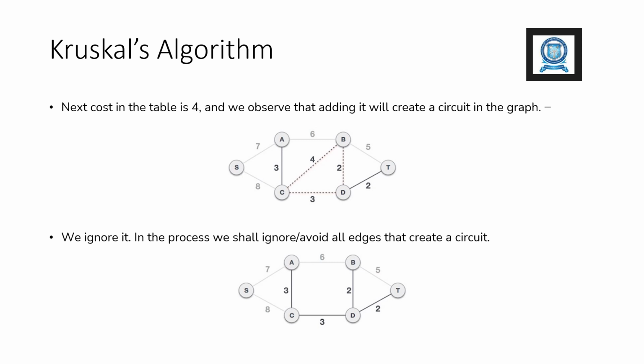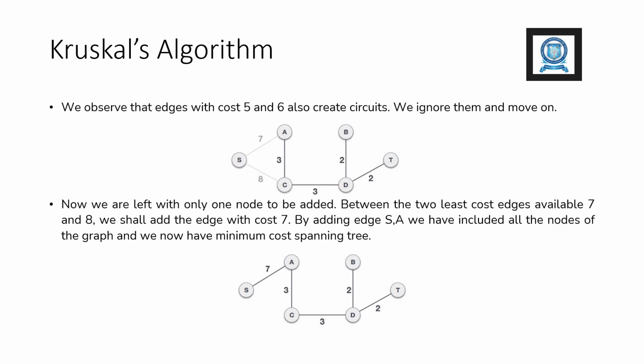The next cost in the table is 4 and we observe that adding it will create a circuit in the graph. We ignore it. In the process, we shall ignore or avoid all edges that create a circuit. We observe that edges with cost 5 and 6 also create circuits. We ignore them and move on.